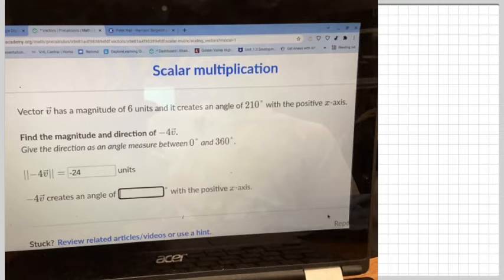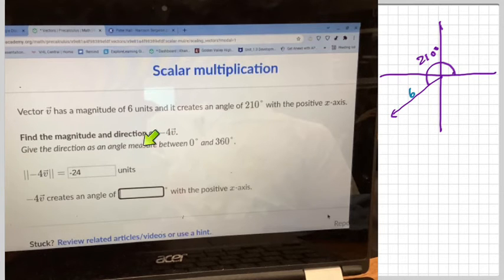Okay, so I'm going to draw it so you guys can visualize with me. So 210 degrees will be past the 180, so it'll be right about there, but it's not going all the way to this axis, which would be 270. So this is 210, and here's my vector. I know its length. What's the length of my vector? The length of my vector is 6 units.